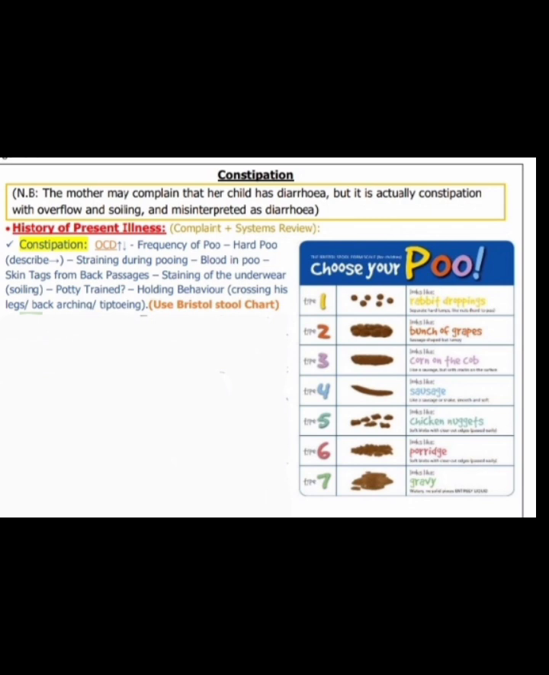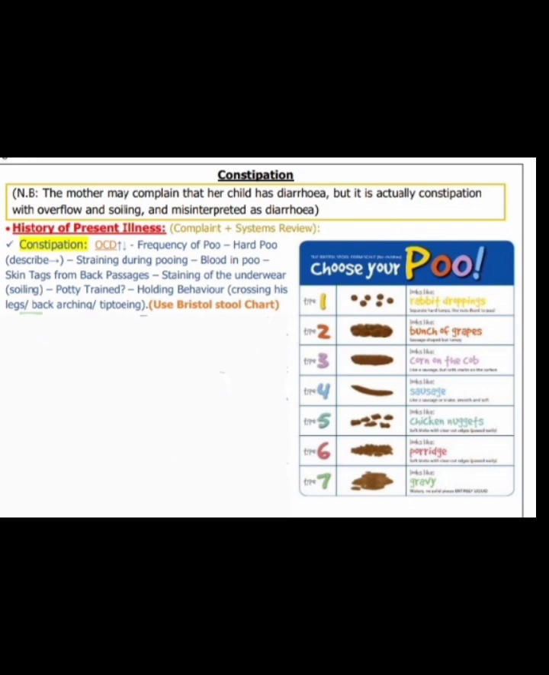So using the Bristol chart, we know that there are 7 types of the Bristol. Type 1 is like rabbit dropping. Type 2, bunch of grapes. Type 3, corn on the cob. Type 4 is sausage type. Type 5 is chicken nuggets. Type 6 is porridge. And type 7 is gravy. So we can ask how it looks like: rabbit, bunch of grapes, sausage, chicken nuggets, like that. And this is the chief complaints analysis.